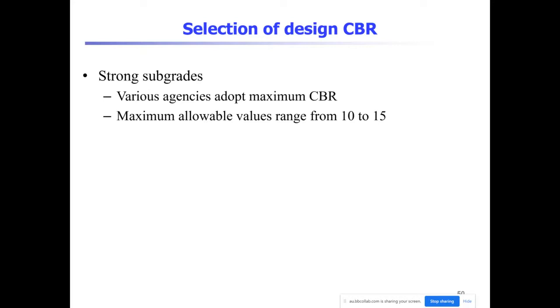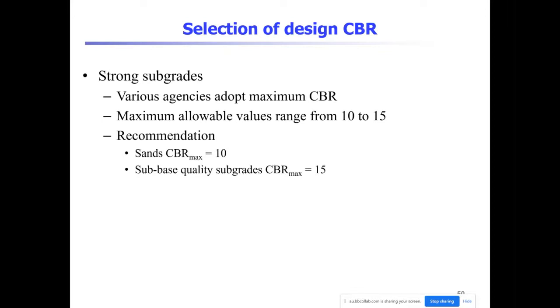If we are dealing with sandy soil, we generally consider maximum CBR as 10. But if the quality of the soil is high, it is a sub-base quality material, then in that case, we can increase the cap and we can consider 15 as the maximum CBR. This is for a case that you're dealing with a strong CBR subgrade.